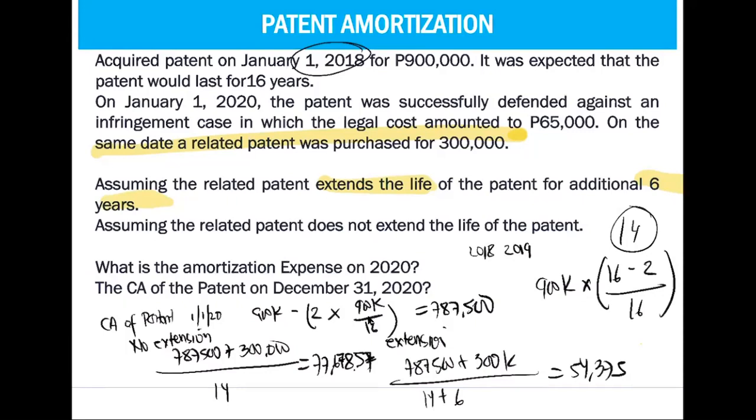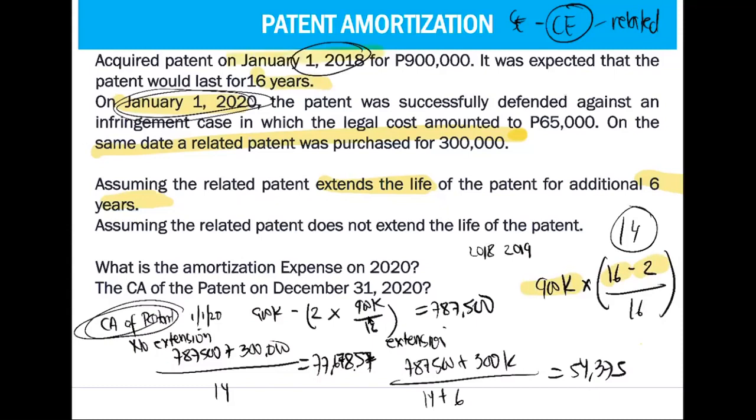So remember, if there is a subsequent expenditure, particularly a capital expenditure that is a related patent that is purchased, you will add the cost of the related patent to the value of your old patent. So first, we need to get the value of your old patent at the time of purchase. So the time of purchase of the related patent is January 1, 2020. So we get the value. So to get the value, that is 900,000 multiplied by 16, that is the useful life, less 2 years. Why 2 years? You purchased in 2020, right?